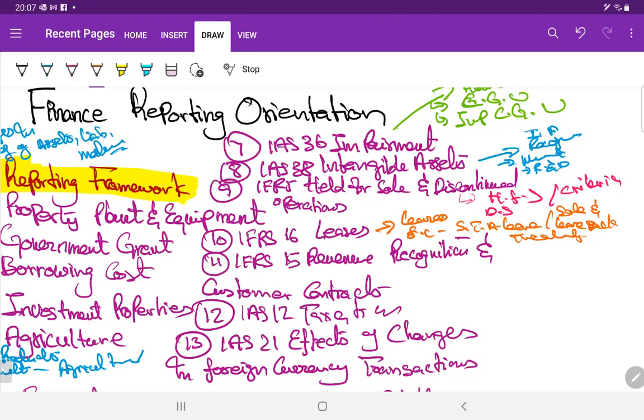Then we will have IFRS 15 Revenue Recognition, which is the replacement of IAS 18. To recognize revenue, we need to learn the 5-step model of revenue recognition, in which we have to identify the contract, identify the performance obligations, determine the transaction price, and then we can recognize the revenue. That all we will learn in complete detail.